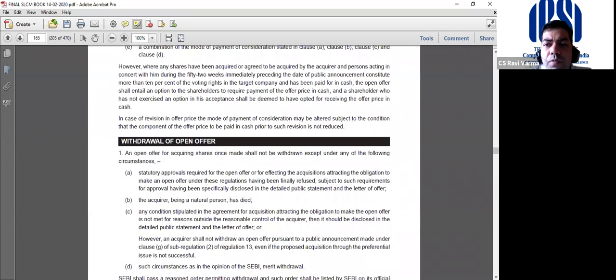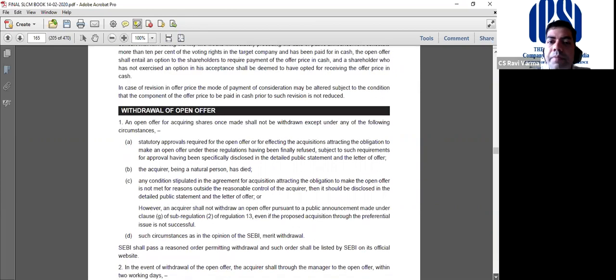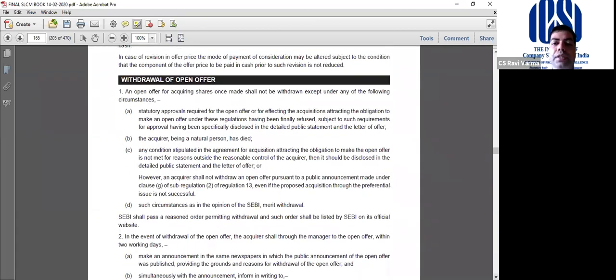Now, can you withdraw the offer once you have made it? Strictly speaking, SEBI doesn't allow it. But in some cases, SEBI can allow withdrawal of the offer. Say, for example, you have not got a statutory approval required under the open offer. Say, when I made the detailed public statement, I said I will acquire this company only if I get a license to operate under an SEZ, Special Economic Zone. I didn't get the approval. So obviously, acquiring this company doesn't make sense. The statutory approval was denied.